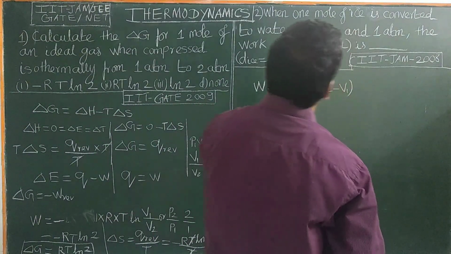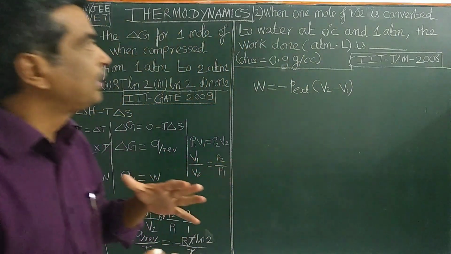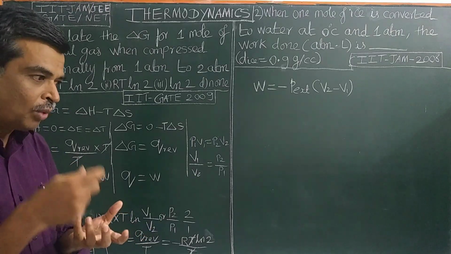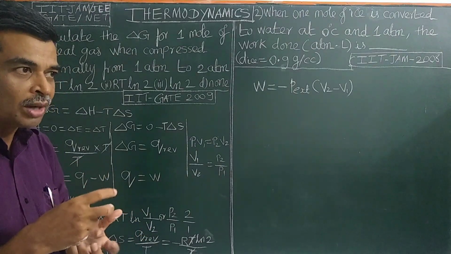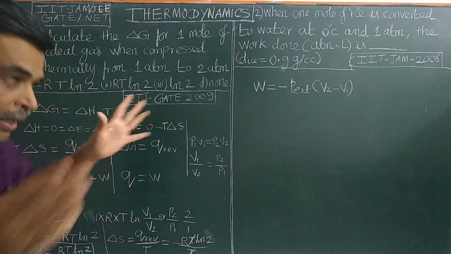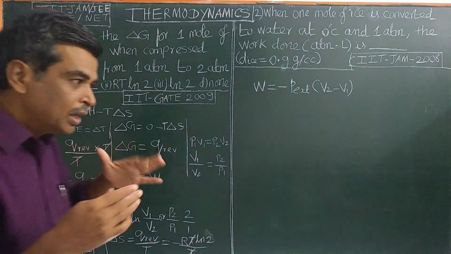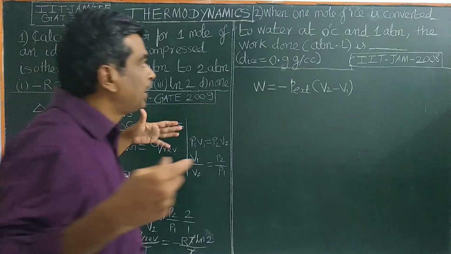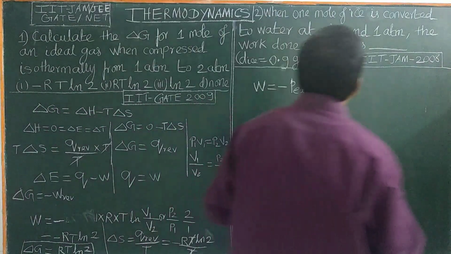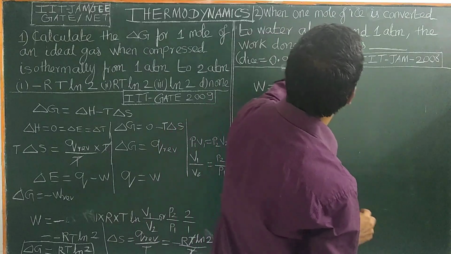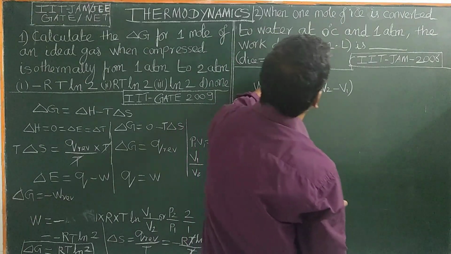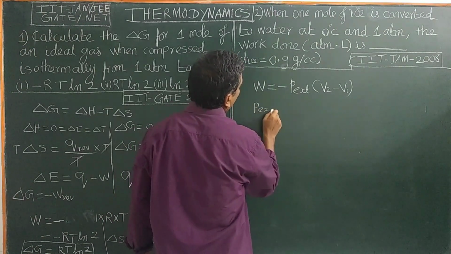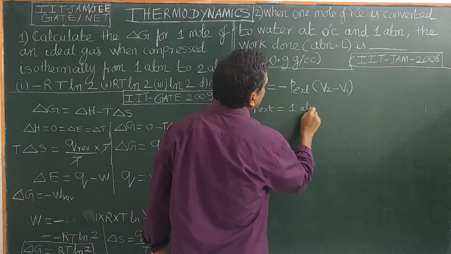V2 minus V1. Here, ice actually has more volume than water. For example, if you fill a container with water and keep it in the freezer, the container will break, even if it is iron, because of the expansion of water. When it becomes ice, it expands because of hydrogen bonding. Therefore, in this case, the density of water is given. For 1 mole of water, what is the pressure? The external pressure is equal to 1 atmosphere. That is given.